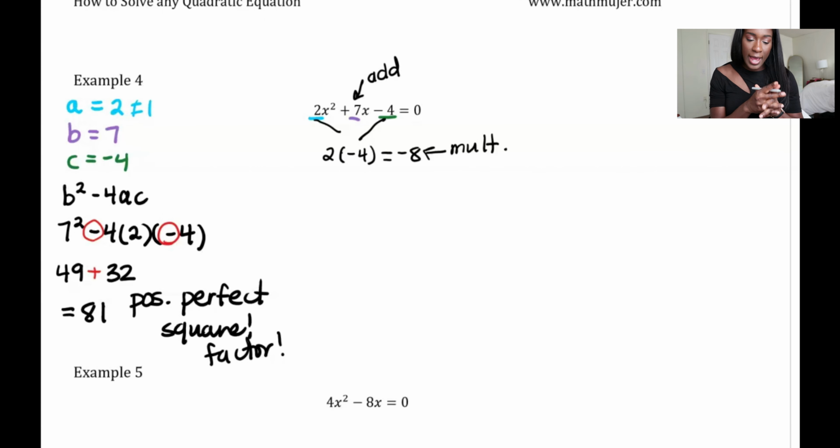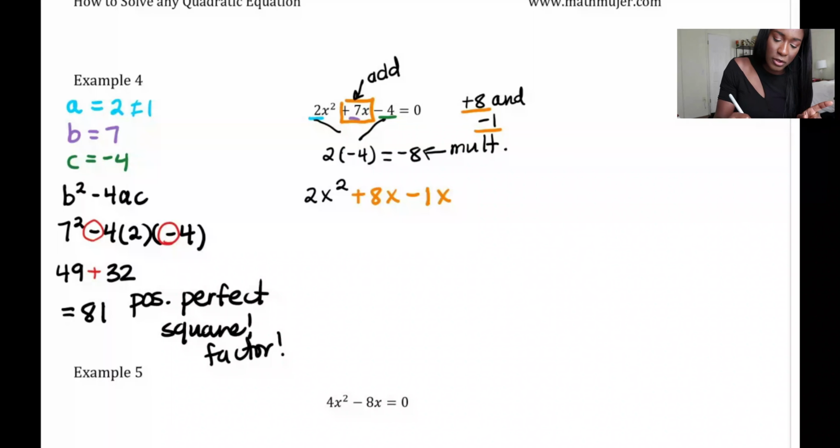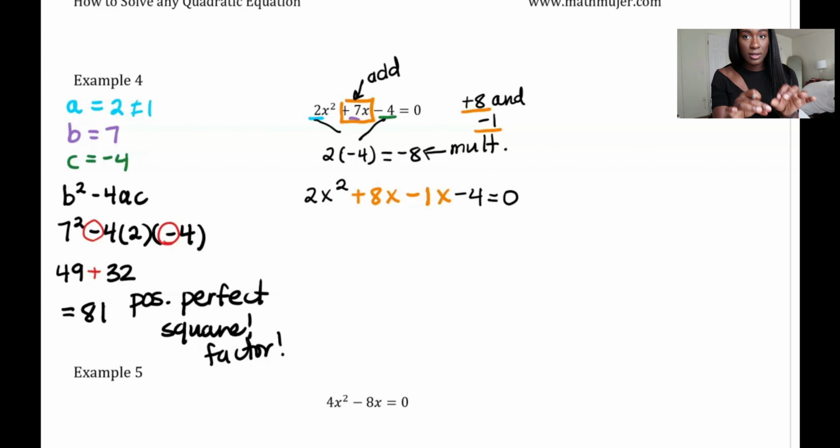And two numbers that do that are +8 and -1. They multiply to -8, they add up to +7. I'm going to rewrite the 7x term using those numbers. So I'm going to keep the 2x squared term in the front the same, but instead of writing plus 7x, I'm going to write plus 8x minus 1x. And then I'll keep the -4 the same at the end. So I haven't changed the problem because the 7x is the same as 8x minus 1x. I've just made it more terms.